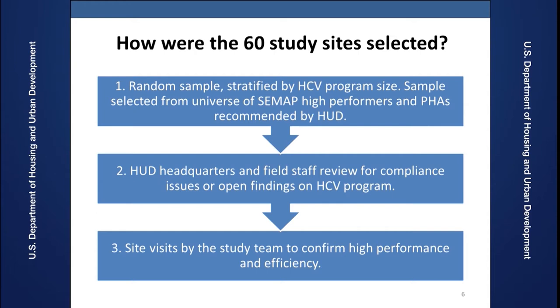With that random sample, HUD headquarters and field staff reviewed the list for any known compliance issues or open findings that wouldn't have come out through the CMAP scores. Then after that point, we invited PHAs to participate in the study, and among those that were willing to participate, we conducted site visits to confirm high performance and efficiency. So these site visits were typically 1 to 3 day visits that involved a lot of interviewing of staff and also file review.